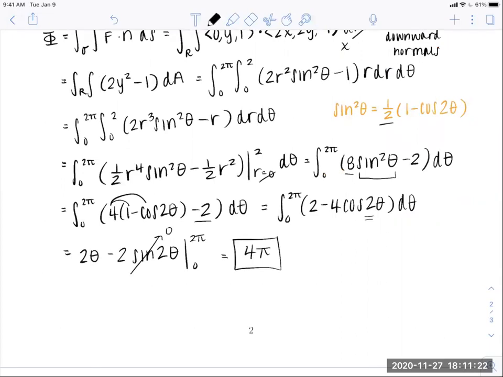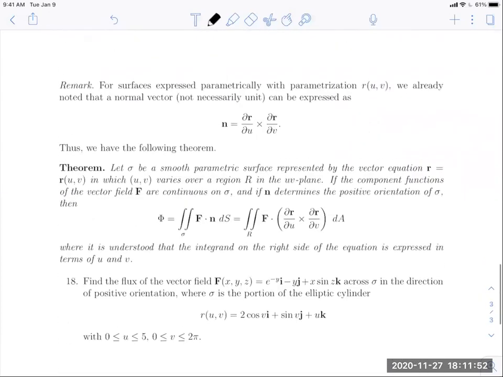All right, so the flux of this vector field across sigma is 4 pi units per time. So this was an example of computing the flux where our surface was given to us in rectangular coordinates. Remember, we had that paraboloid z equals x squared plus y squared. We'd also like to be able to compute flux if our surface is defined parametrically. So let's take a look at that.